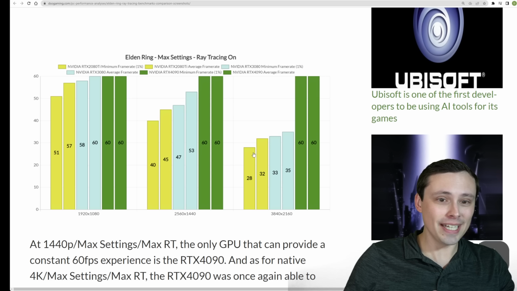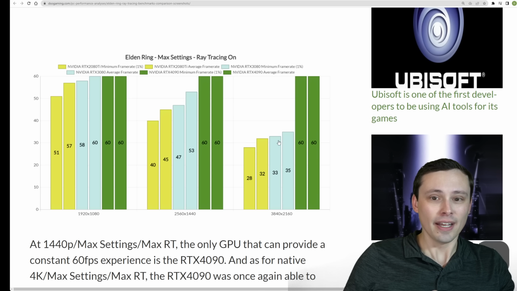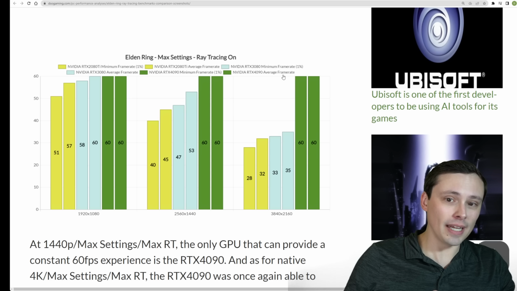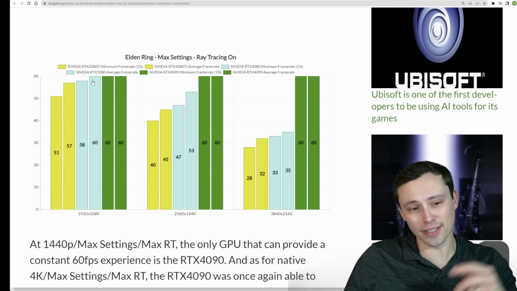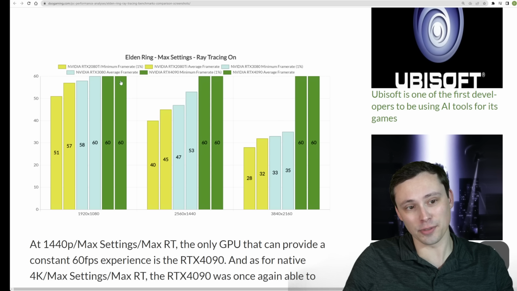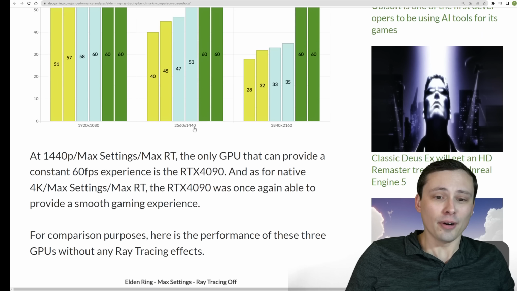But the 2080 Ti dropped down below 30 FPS at times. By the way, this is the minimum and average frame rate, I believe, is what you're seeing here. Minimum, average, minimum, average. Now, is it worth it?